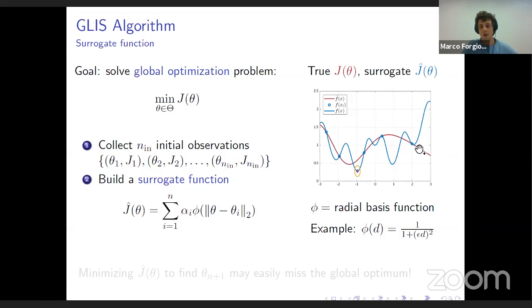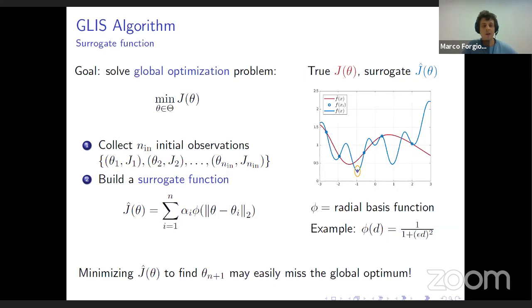We have an example here on the right. It's an illustration in 1D to be more readable. The true function, which is unknown, is this red function. We measure point-wise, and we use a surrogate, some kind of function that fits these points somehow. Here in GLIS, a radial basis function is used.